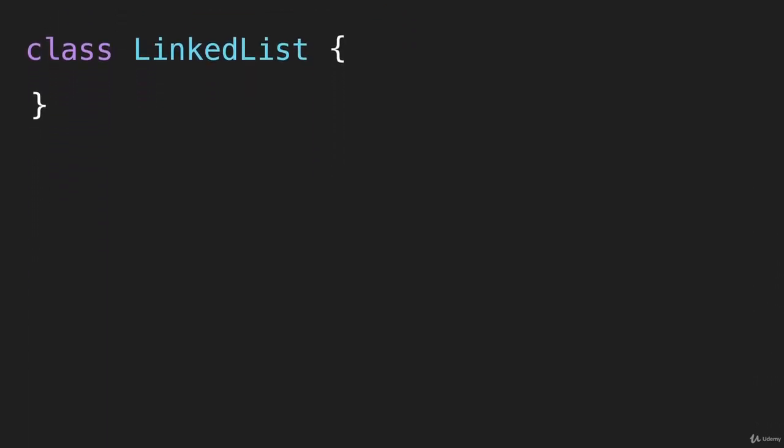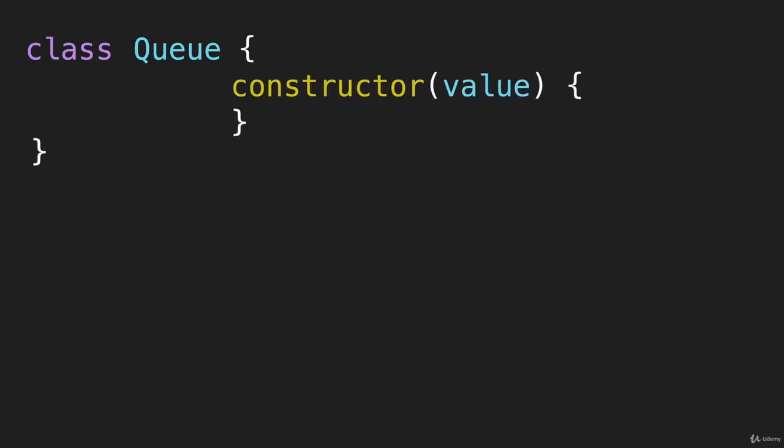Let's start out with a linked list class like this. We can borrow from this. But instead of calling this linked list, we'll call it queue. So let's start building out the constructor here.